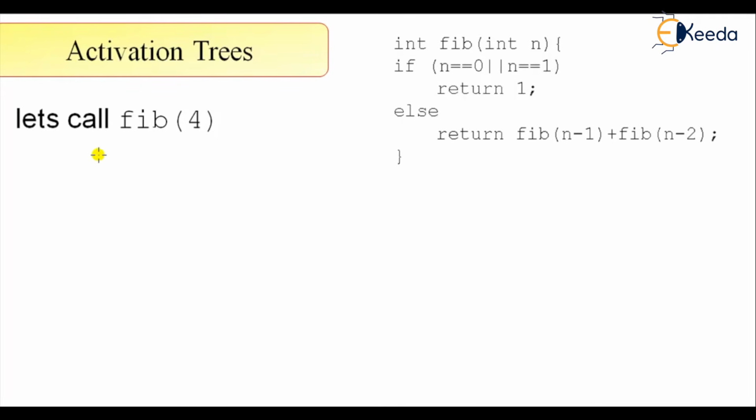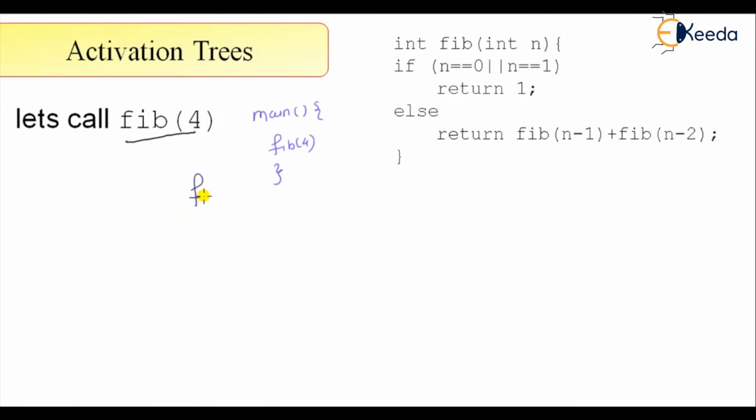So we are going to call fib3 here with our activation. This is the function fib4 that we are doing, and let's say we are calling it from the main function, as fib4. Now there will be lots of activations, and they will form the activation tree. The activation tree will be formed in this way.